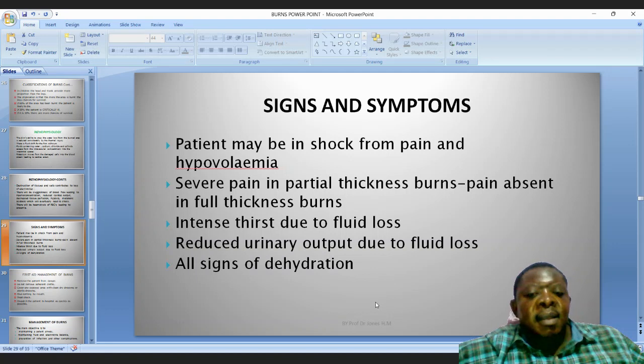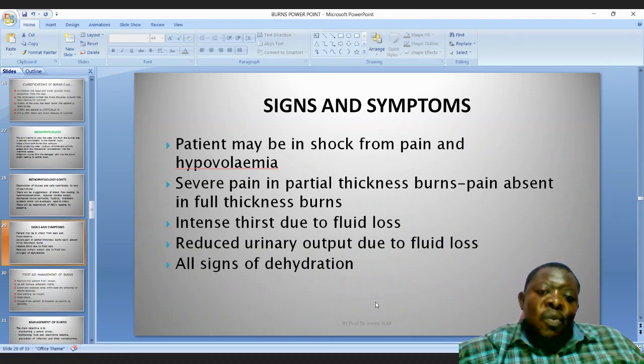It will be absent, but on the periphery, there's some pain that is felt because of minimal damage that happens within the periphery of the wound. There is reduced urinary output due to fluid loss and decreased perfusion. So urinary output is going to reduce. We also see signs of dehydration because of the electrolyte loss that we see in burns.